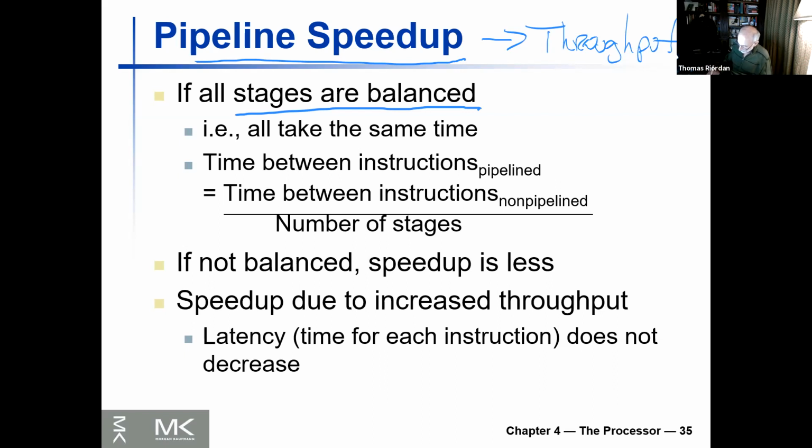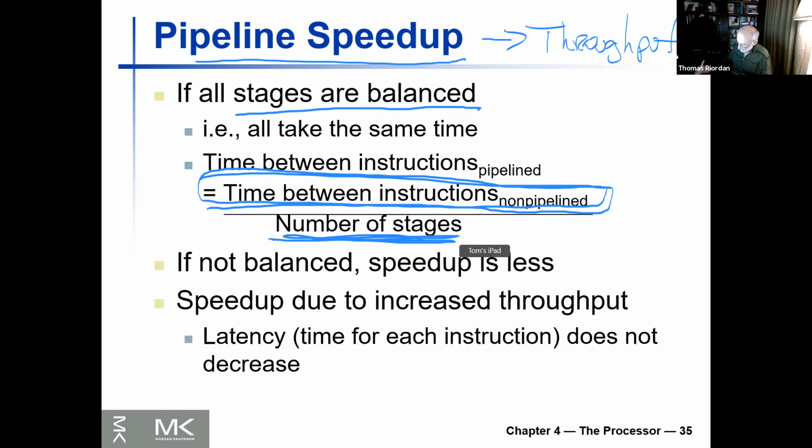And so we'll just take the total time that it took to do the whole thing that we've been looking at in the last lecture, how long it takes to go from the beginning to the end. And then we divide that by the number of stages that we are going to divide it into. And we know this number is 5. And then the speed up is due to increased throughput. So we'll get an instruction completed every cycle.